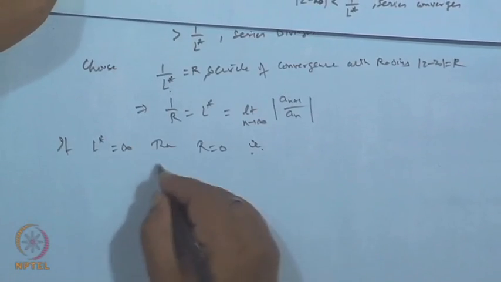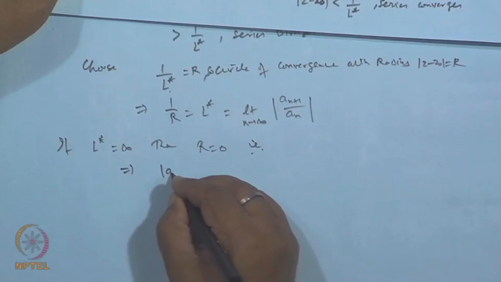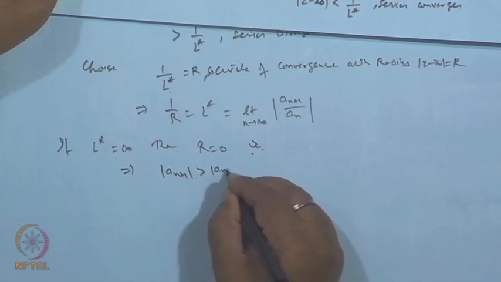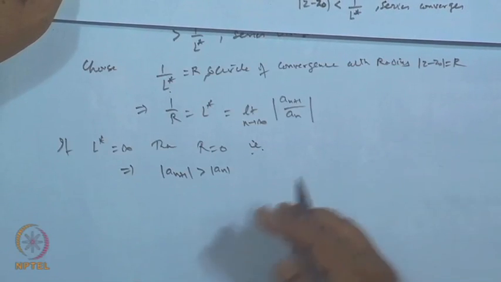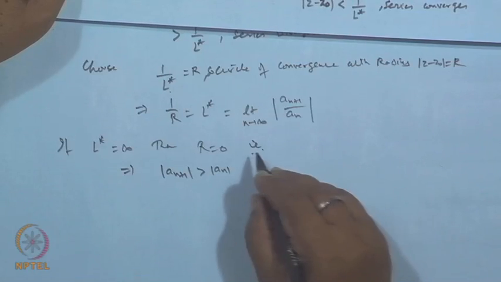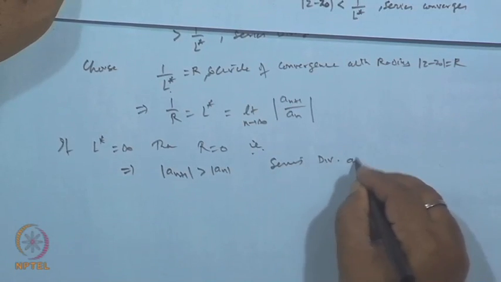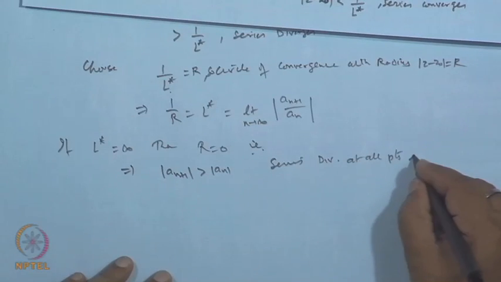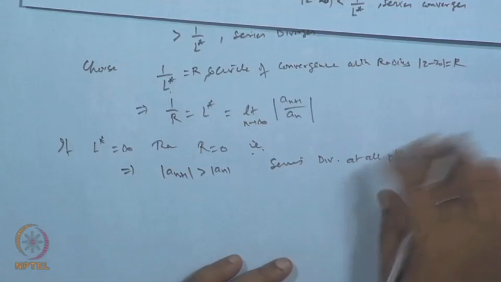So, this shows that mod of n plus 1 is greater than mod of n, is it not? The terms keep on increasing. So, the series diverges at every point. So, R is 0 means the series diverges at all points except z naught, that is all. There is no point.